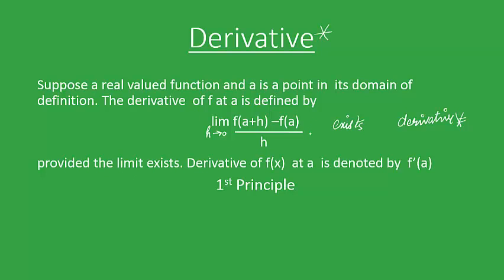So after doing this, I also want to tell you that the derivative of f at a is denoted by f dash a, or there can be another notation, that is d by dx of the function f(x) at x equals a. This is another way of saying the same thing, and this is a general notation which we'll use here.